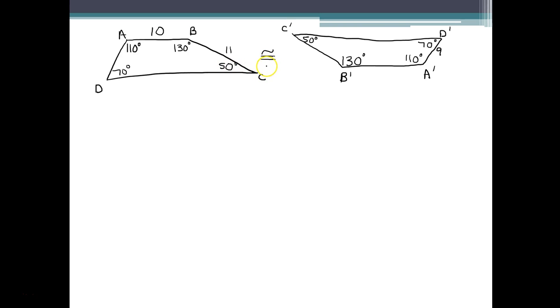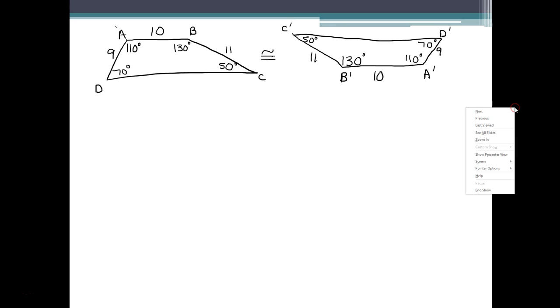And since they're congruent, corresponding sides are the same. AB is the same as A complement B complement. BC is the same as B complement C complement. AD is the same as A complement D complement. The only one left we don't know how to do is CD and C complement D complement. Not enough information given here, especially not at this level. Fun stuff, right? Congruent figures are more fun than similar.